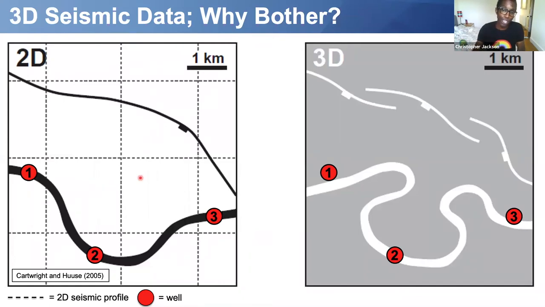And if you have a 3D data set, you can see what the impact is. You reduce the spatial aliasing and suddenly you find out that instead of having one large normal fault, you have 3 small faults. And instead of having one slightly bendy river system deep beneath your feet, you have a very bendy river system. And why is that important?